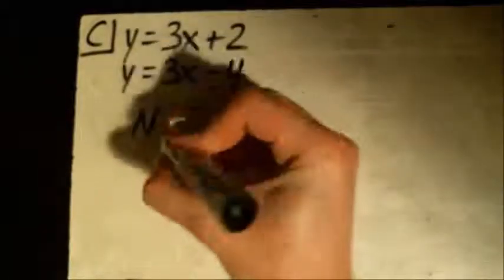So if I look at these two lines, I can see that they are parallel lines, which means they are never going to intersect, which means these two lines have no solution. So C's answer is no solution.